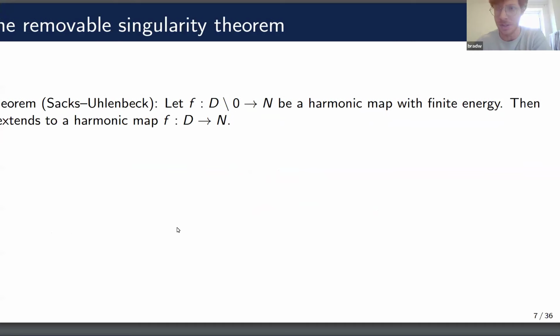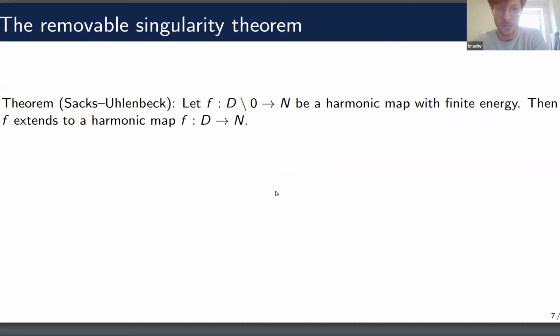It says that if you've got a harmonic map from the disk minus the point, so the punctured disk, to your Riemannian manifold N, and if it has finite energy, then it extends over the puncture.